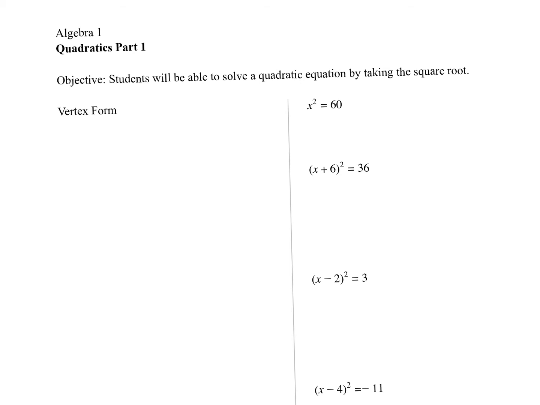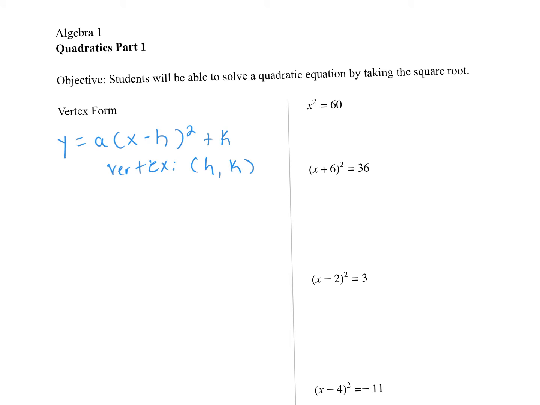Okay, Algebra Quadratics Part 1. Let's start with our vertex form. Remember, our vertex form is y equals a times x minus h squared plus k, given that the vertex in this case is h, k. So it's h comma k is our vertex.